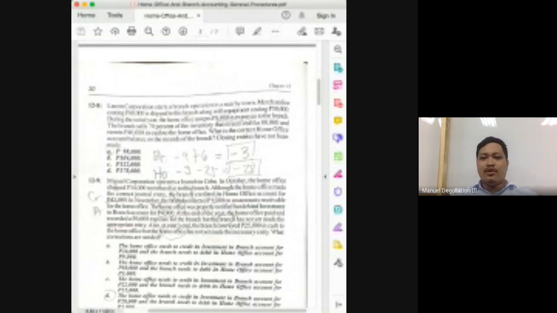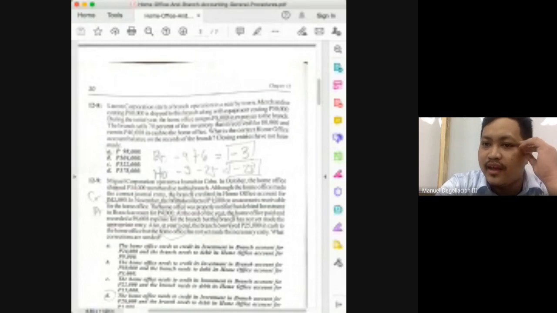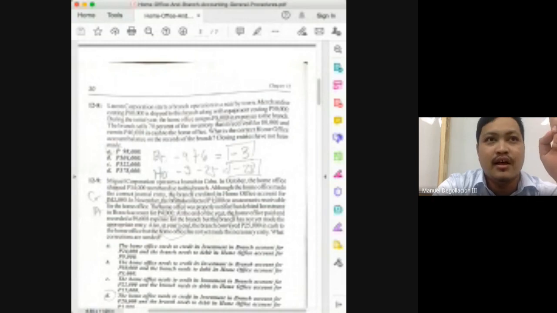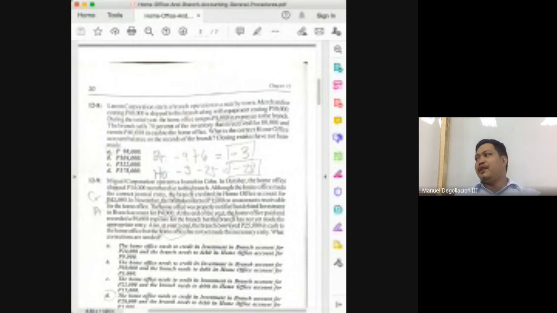Okay. So let's go over the transactions here. Luzon Corporation starts a branch operation in a nearby town. Okay, and what did the home office do? It sent merchandise costing 80,000. It shipped to the branch along with equipment costing 50,000. So let's start from the perspective of the branch. Okay, the branch received 2 items from the home office, correct? Inventory and equipment. Okay, but since we are using the periodic inventory system, class, we will not debit inventory for the receipt of the merchandise shipped by the home office.